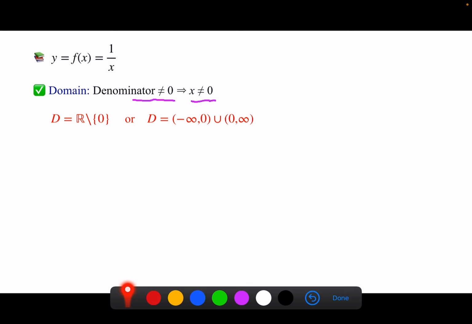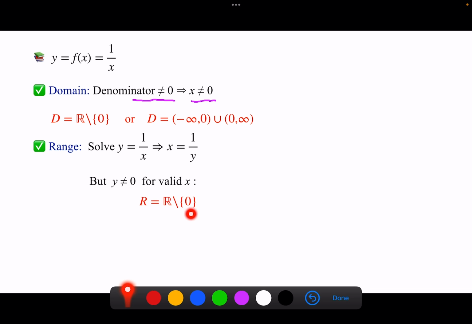Now we find the range using the inverse method. Given y equal to 1 by x, this implies x equal to 1 by y. Here y cannot be 0 for a valid x. So the range is also the set of all real numbers except 0. We can use the graph also to get an idea about the domain and range.